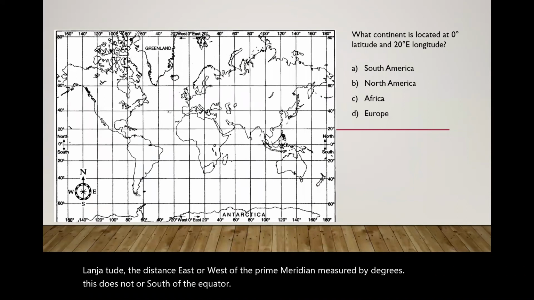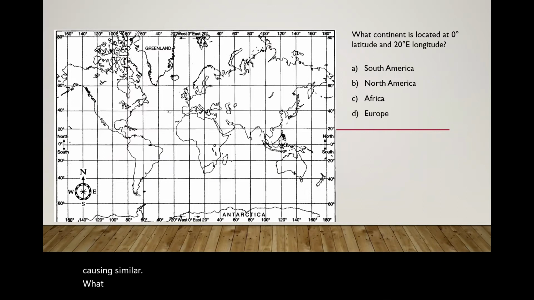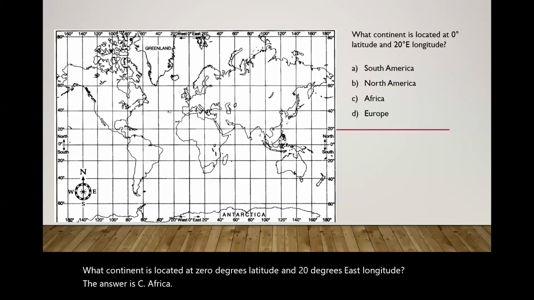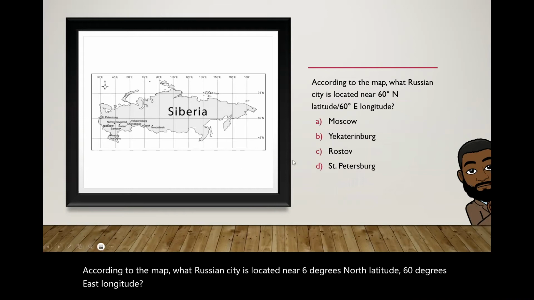Now that we understand the difference, here are a few questions that we may see on our exam, or questions similar. What continent is located at 0 degrees latitude and 20 degrees east longitude? The answer is C, Africa. According to the map, what Russian city is located near 60 degrees north latitude, 60 degrees east longitude? The answer is B.